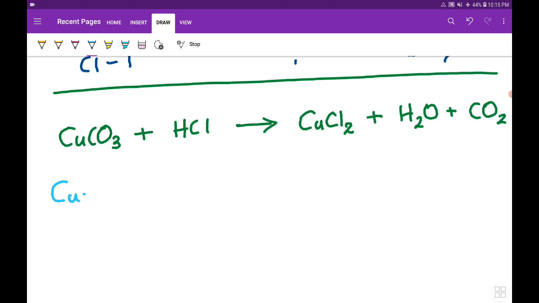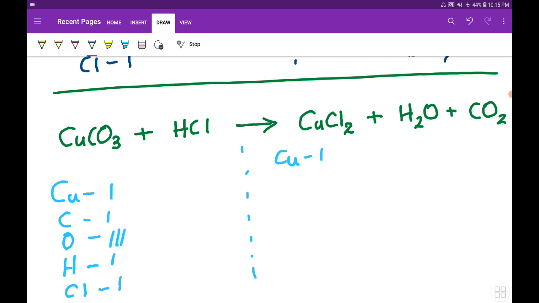Now in this one we'll try to balance the equation. For copper there is 1, for carbon there is 1, oxygen: you can see the subscript given here is 3, so there are 3 oxygen atoms. Hydrogen 1, chlorine only 1. Let me look at the other side. I have 1 copper, 1 carbon, 3 oxygen, 2 hydrogen, and 2 chlorine. If you notice, there are 2 places which are not balanced.